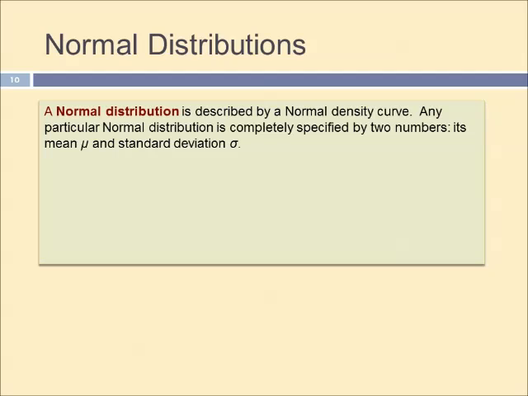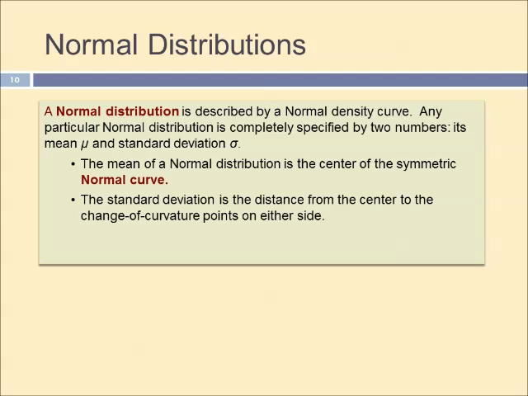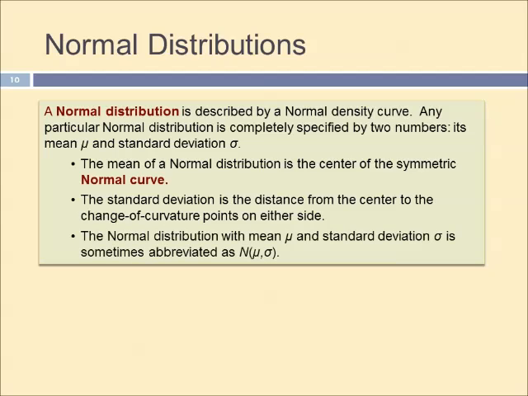So a normal distribution is described by a normal density curve. Any particular normal distribution is completely specified by its mean and standard deviation. The mean of a normal distribution is the center of the symmetric normal curve. The standard deviation is the distance from the center to the change of curvature points on either side. This is sometimes abbreviated this way, with capital N, mu, sigma. You'll see that in the textbook. I won't use it a whole lot.